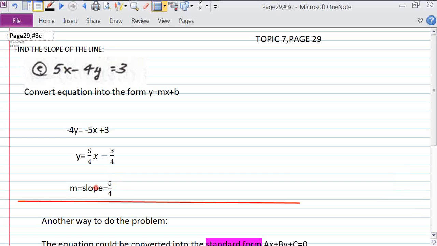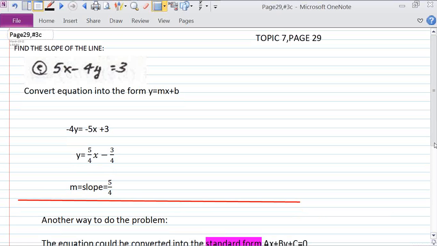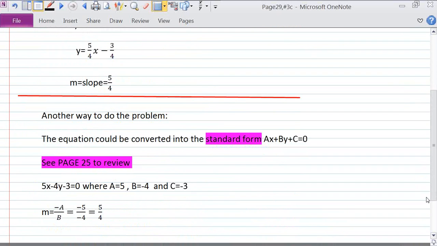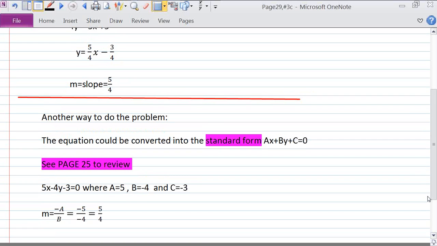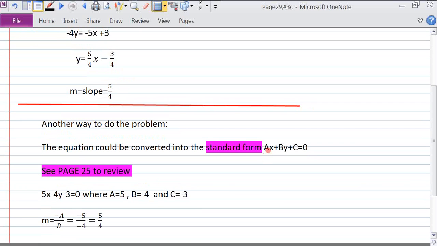So now the slope is the coefficient of x, the number in front of the x, which is m, and so that equals 5/4, or 5 over 4. Now we could do this in another way and convert the equation that we've got into the form ax plus by plus c equals 0. And we did this on page 25. So if you want to review your page 25, it's there.